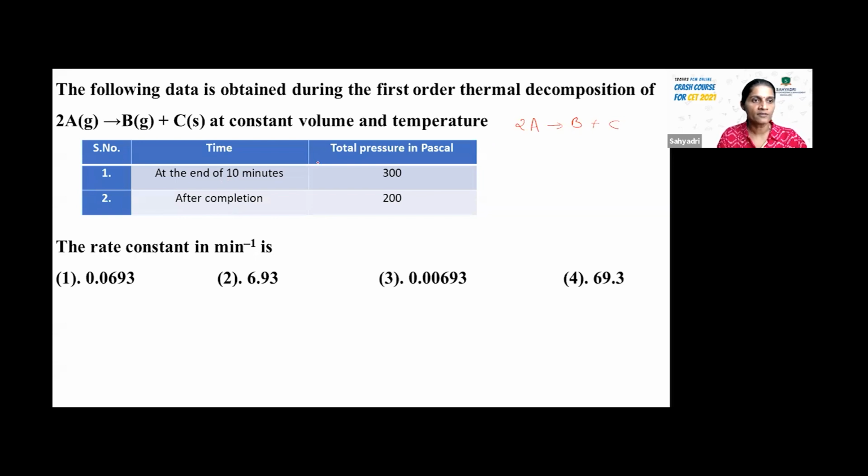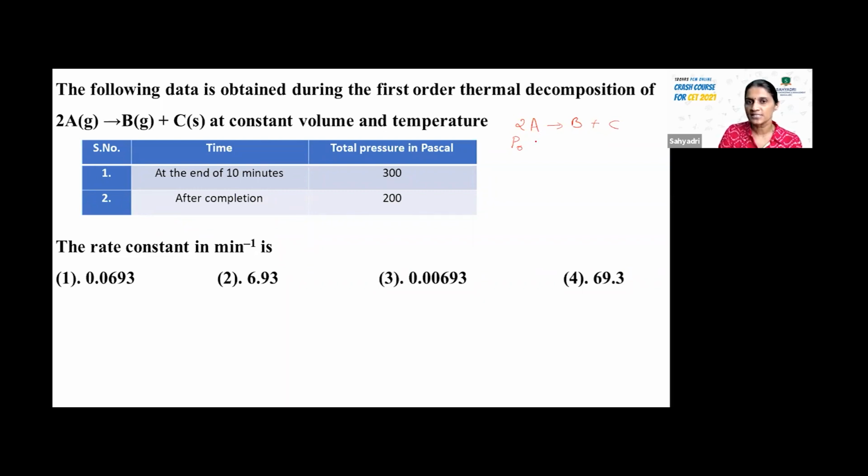What is given? At the end of 10 minutes, total pressure was 300. After the completion of the reaction, see, actually it can't be completion. We will consider it's almost at the end of the reaction. 100% completion is not possible for a first order reaction, but let us assume that it is completed. Suppose initial pressure of A is P naught.